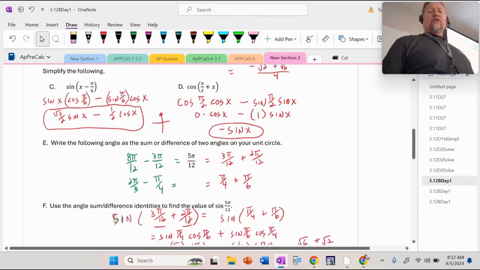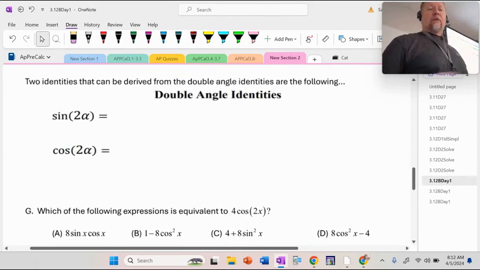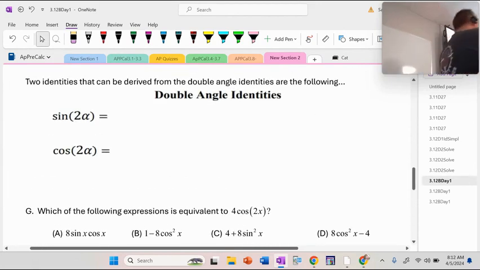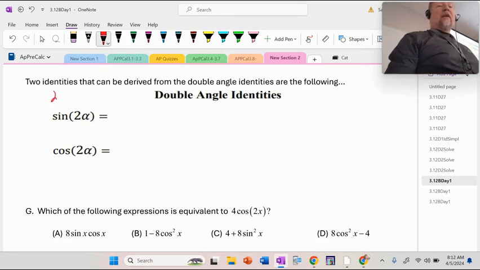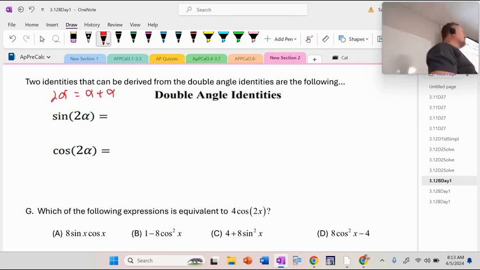So let's do better. And then there's the double angle formulas. I will actually derive this. Did you know that 3 plus 3 is equal to 2 times 3? Right? That's what multiplication is. It's a form of addition. So 2 alpha does equal alpha plus alpha. Am I right or am I wrong?